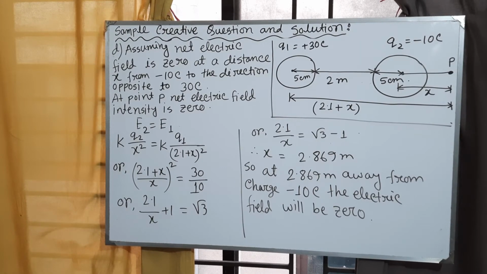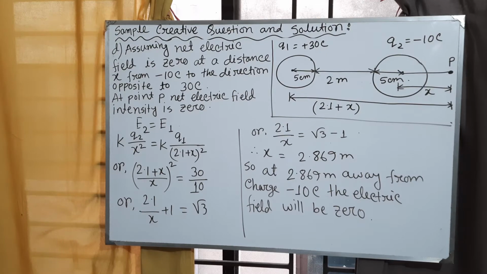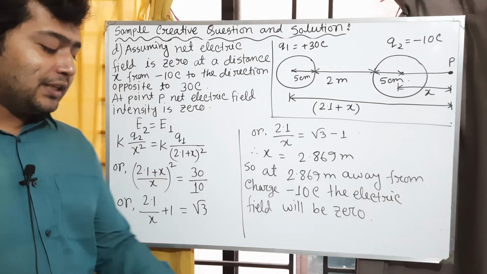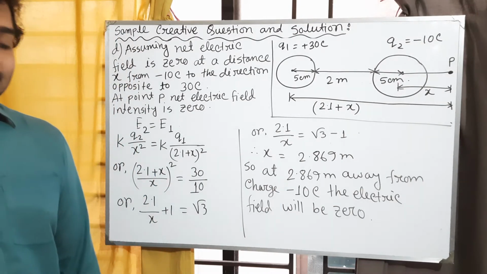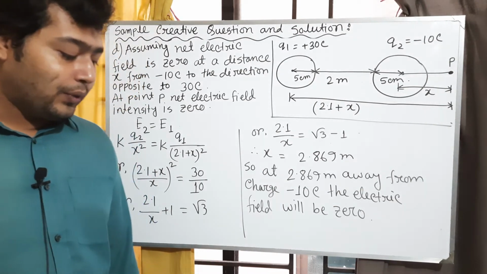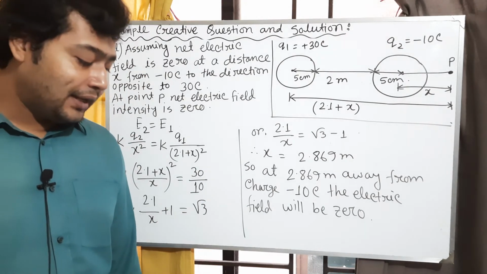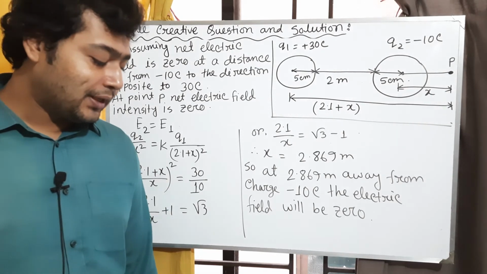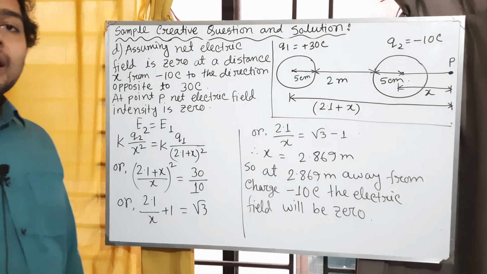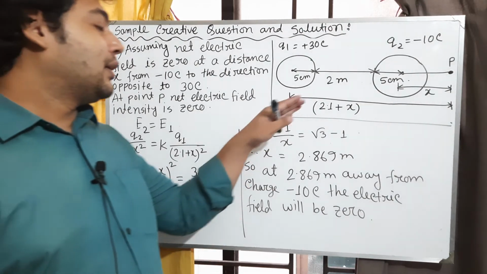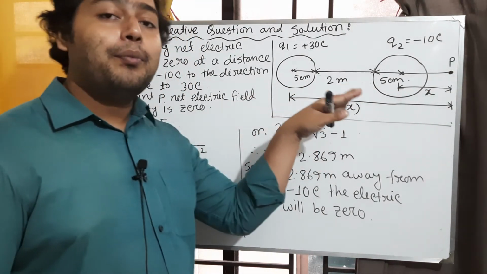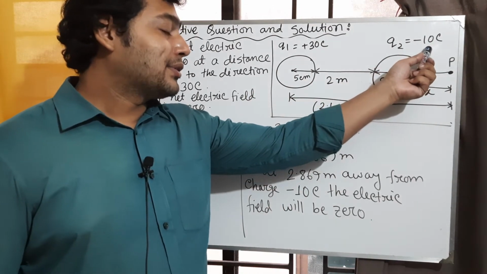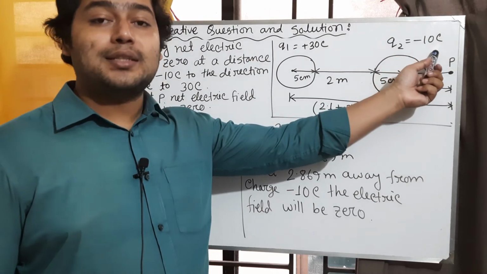My dear boys, now we will try to solve question number D. Here our question is: electric intensity will be 0 at a certain distance from the small charge. Okay, examine with mathematical logic. Okay, here we have our figure. Here the smallest charge is minus 10 coulomb.